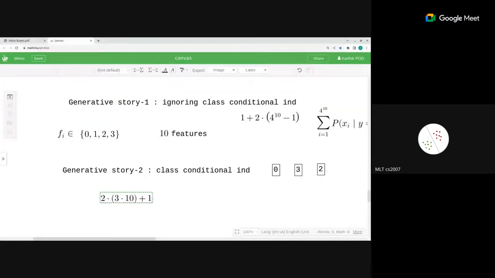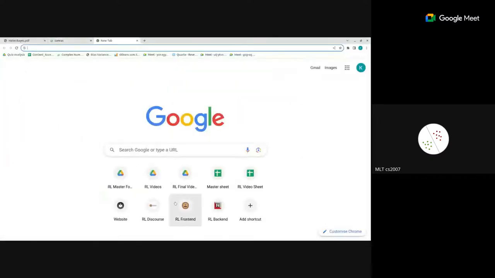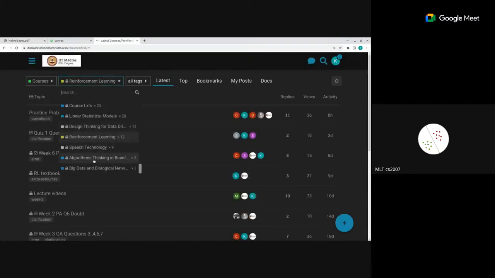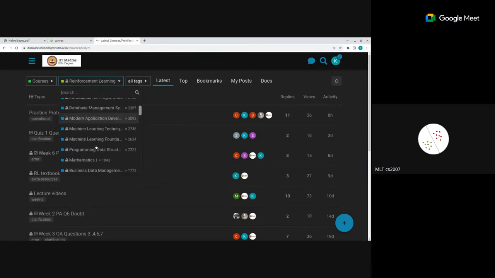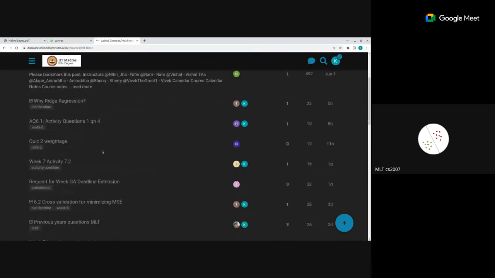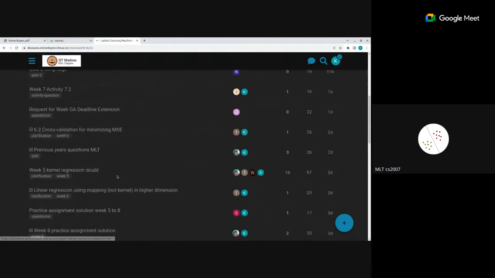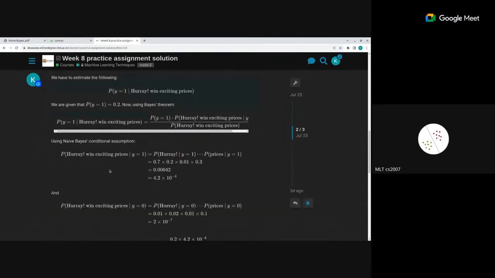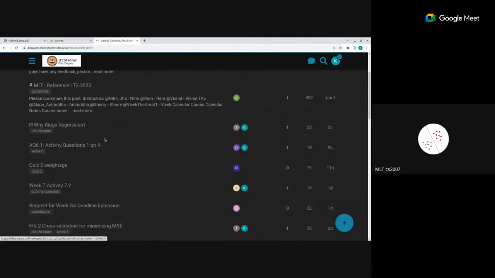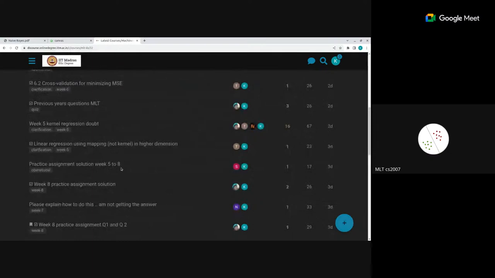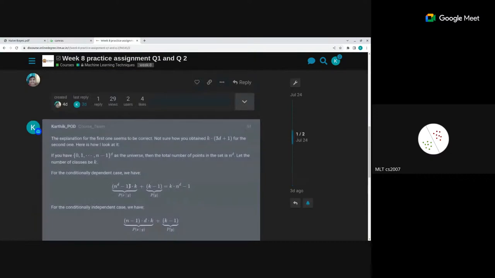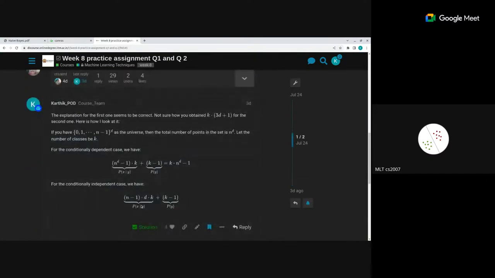There was one Discourse answer, I think, where we have MLT. There is MLT here. I don't know where it is, but someone had asked. Week 8. So this one, not this one. Yeah, this one, right? Can you all see this solution?